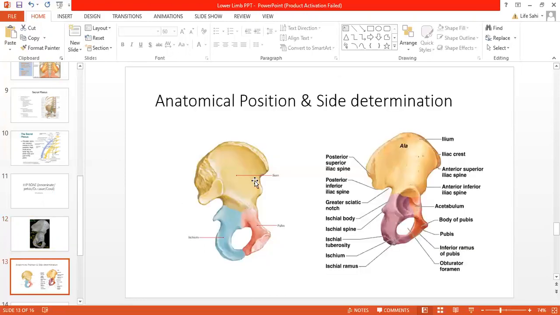We can further see each of these parts. Here in this diagram, each of the parts is assigned a different color. The superior thin part of the hip bone is called ilium. The thick postero-inferior part is called ischium, and the thin antero-inferior part is called pubis.